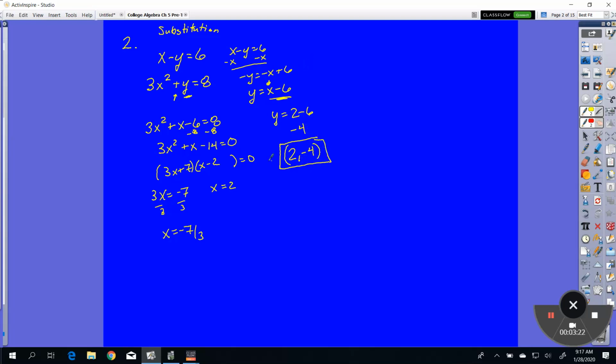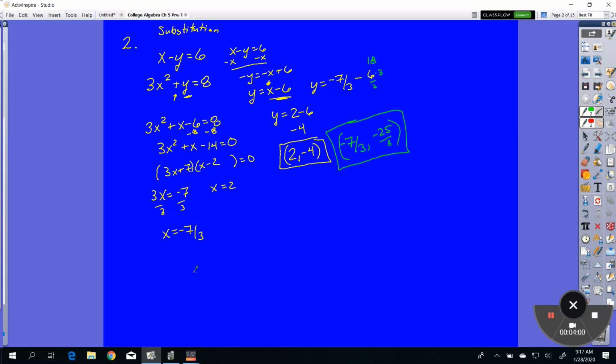Now I'm going to figure it out for when x equals negative 7/3. So y equals negative 7/3 minus 6. So I'm going to turn 6 into thirds. So I multiply top and bottom by 3, that's 18. So negative 7 and negative 18 make negative 25/3. So when x equals negative 7/3, y is negative 25/3. So that's one way to do it.